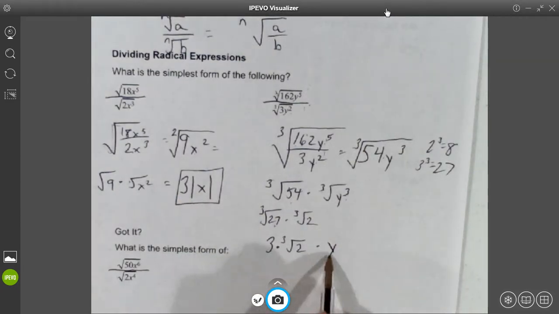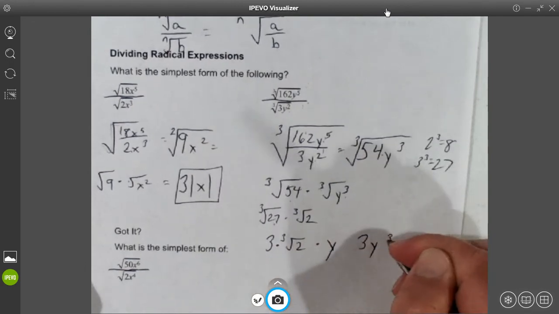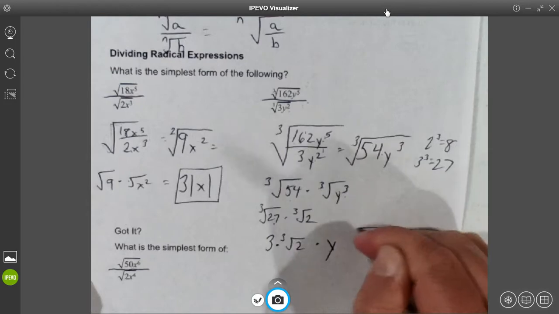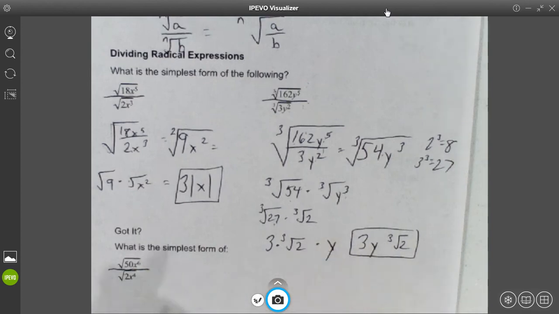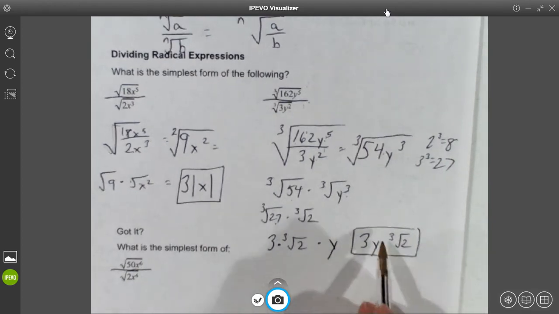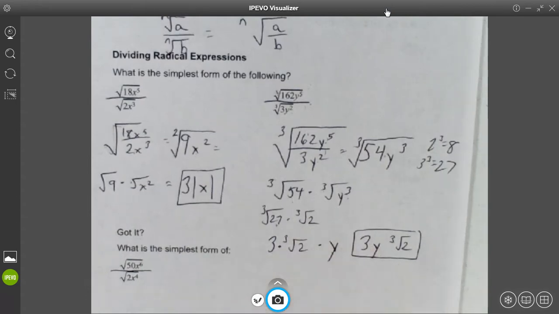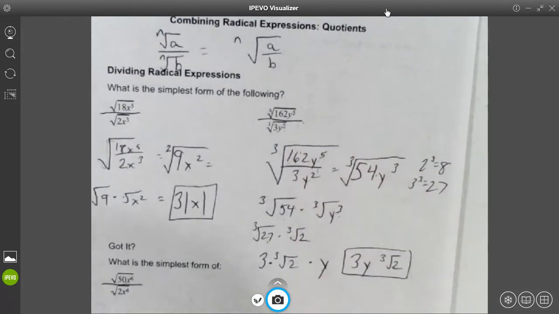So now I can rearrange things, and I can write this as 3y times the cube root of 2. Just be careful as you're writing this that it doesn't read y cubed. If you start sliding those 2 close together, just be careful as you're writing that so that this index doesn't look like an exponent for that y. All right, so we can simplify division problems.